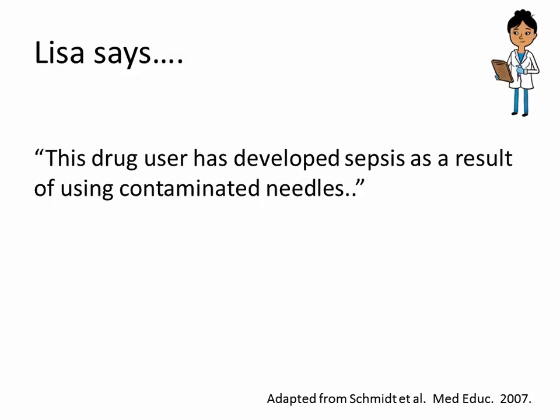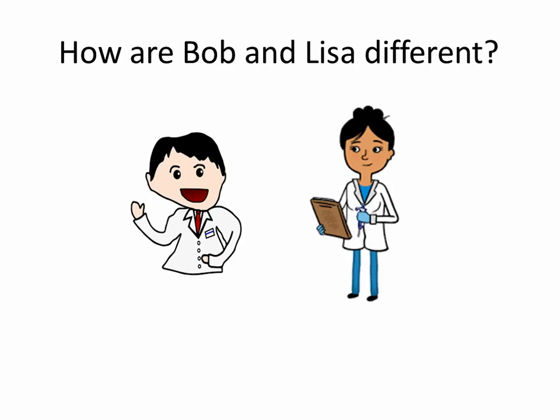Okay? Another learner, Lisa, says this. This drug user has developed sepsis as a result of using contaminated needles. Okay. So how are Bob and Lisa different? And I'll give you guys the first one. Bob doesn't have legs and Lisa does. Okay? But how else are they different?